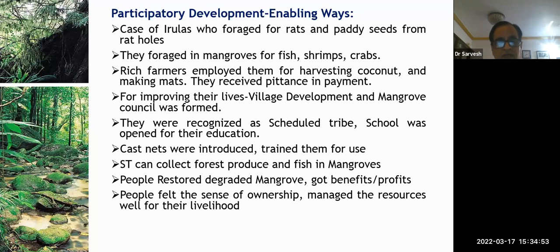Cast nets were introduced. They were trained for using them, and the scheduled tribe can collect forest produce and fish in mangrove. They were permitted to collect for their livelihood. And these people really restored the degraded mangrove, got the benefits out of it, and people felt the sense of ownership and managed the resources well for their livelihood. This is a glaring example of the participatory development that emanated from bottom to top. And they have got their livelihood, they have got their dignity, they have got their well-being.